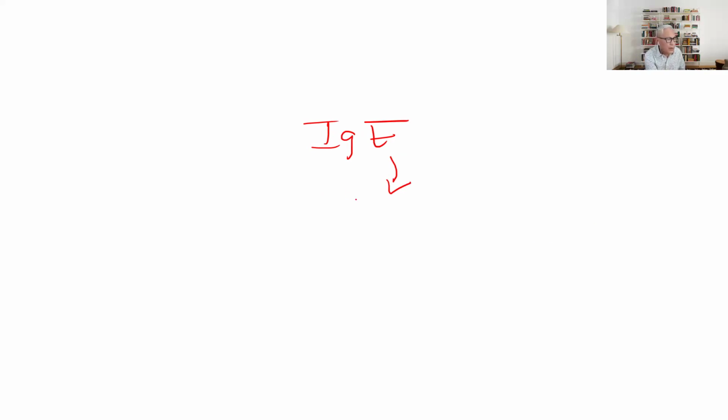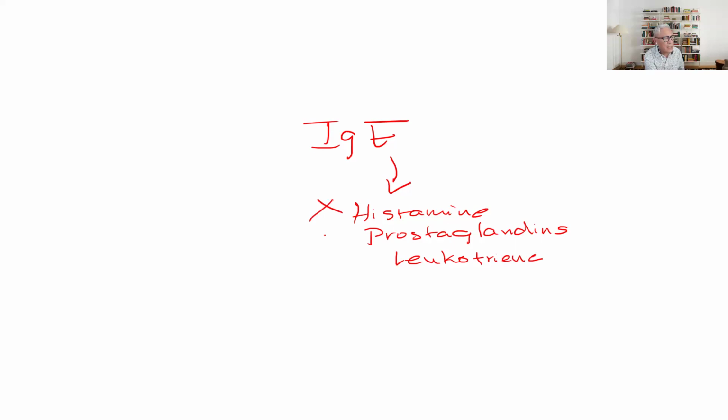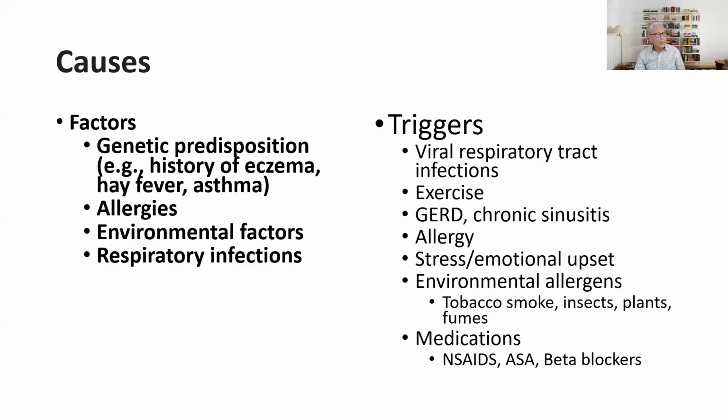And these mediators are going to include histamine, prostaglandins, and then, of course, your leukotrienes. Now, I'm emphasizing this because the therapeutic interventions for patients with asthma will deal with these particular mediators. Okay, so what are some of the recognized factors that trigger asthma?